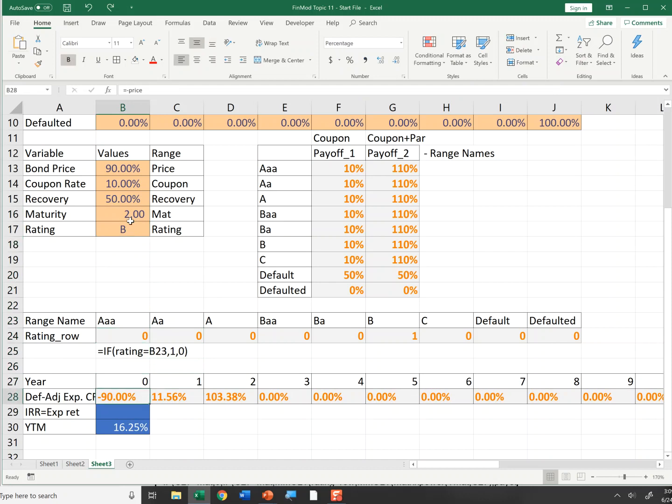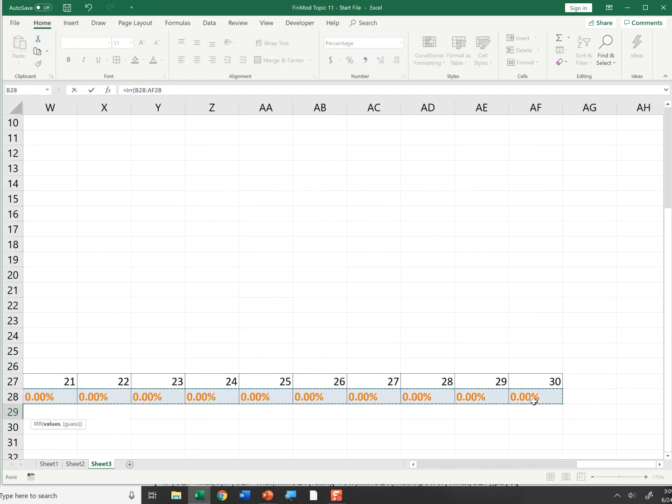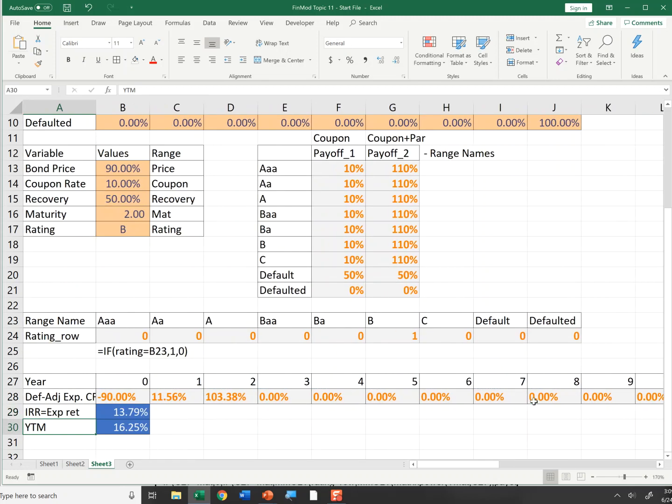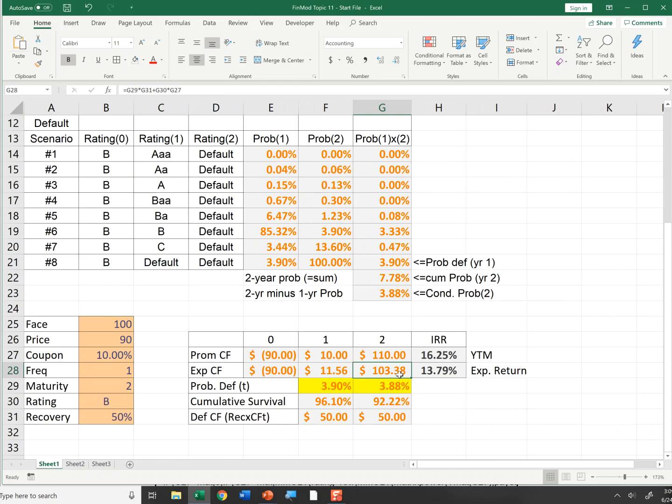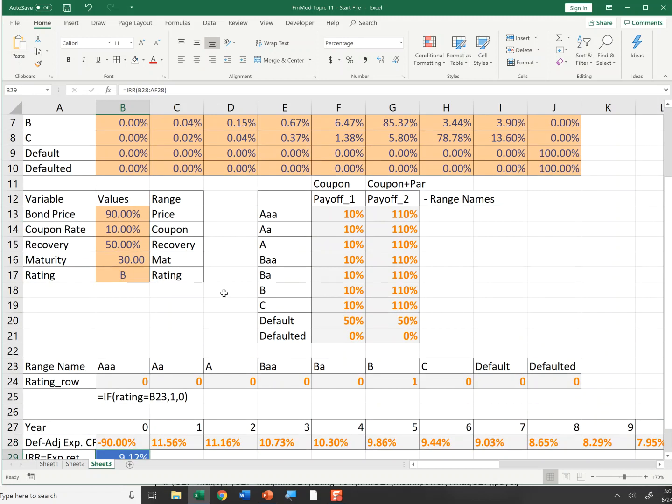I want to calculate the IRR of this 2-year bond. I'll just put IRR and go out through 30 years, even though this is only a 2-year bond I'm doing right now. So there's my IRR. There's this 13.79% that we calculated in topic 2, 13.79%. However, this spreadsheet now works. I can do a 30-year bond. So the expected return of a 30-year bond is 9.12%, given this price, coupon, rating, and transition matrix.